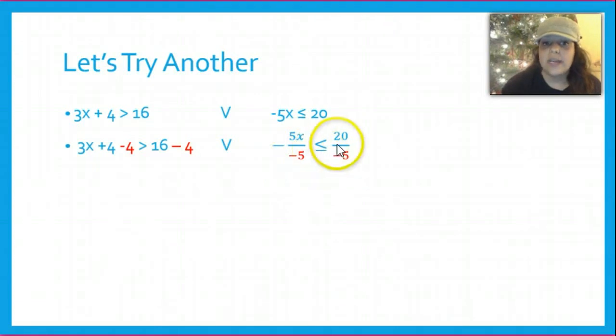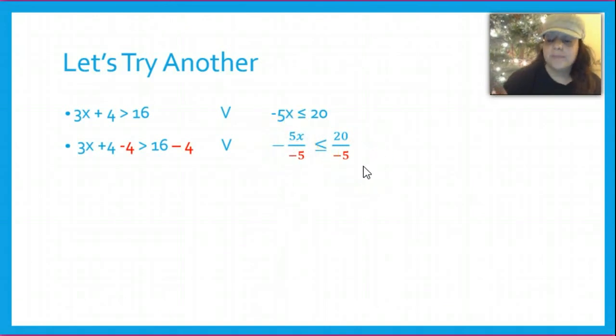less than or equal to 20, and because here I don't have any addition or subtraction, I'm going to go ahead and divide, because my x is multiplying by negative 5, so I'm going to divide by negative 5 on both sides to keep that balanced. So let's move on and see what we have left.